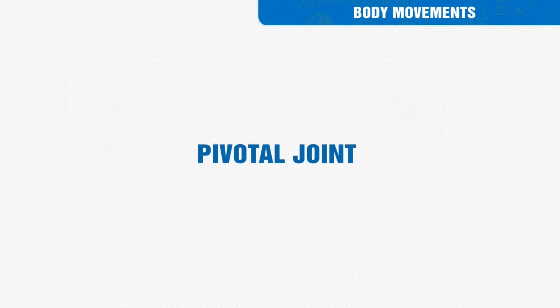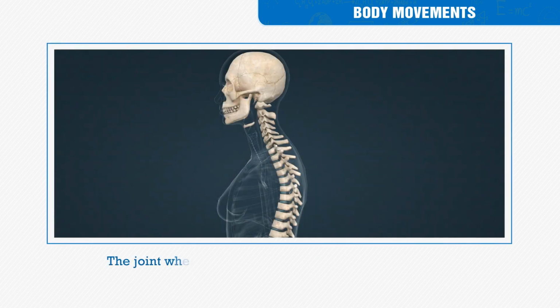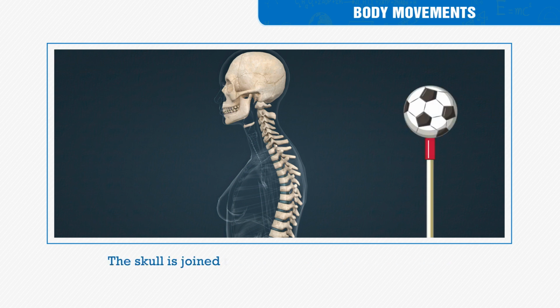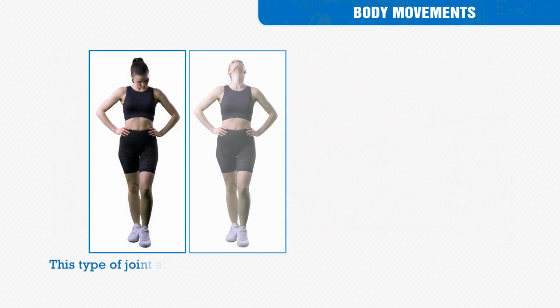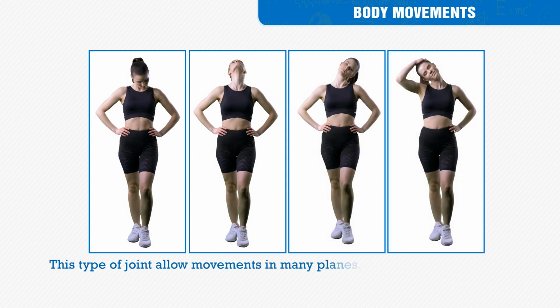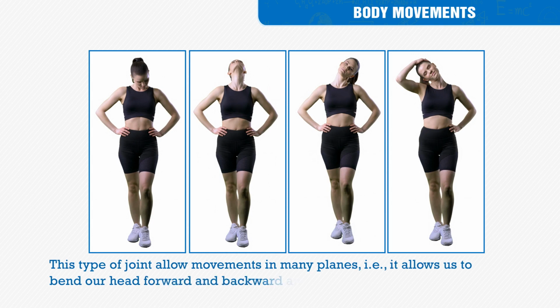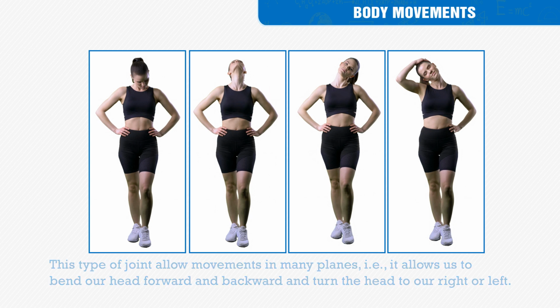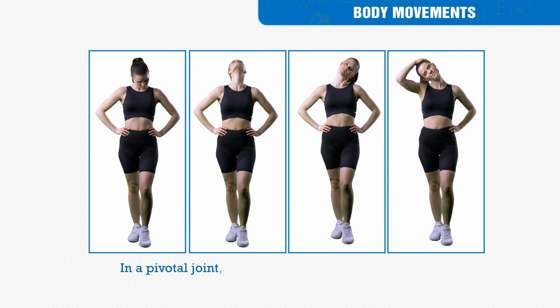Pivotal joint. The joint where our neck joins the head is a pivotal joint. The skull is joined to the backbone like a ball on a stick. This type of joint allows movement in many planes, that is, it allows us to bend our head forward and backward and turn the head to our right and left. In a pivotal joint, a cylindrical bone rotates in a ring.